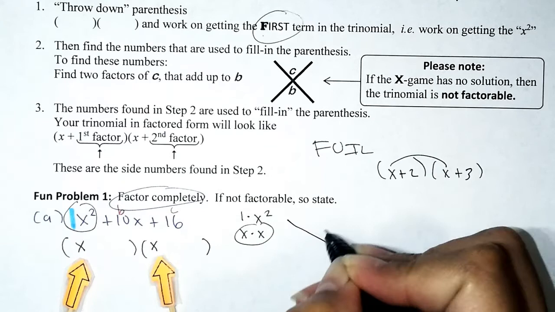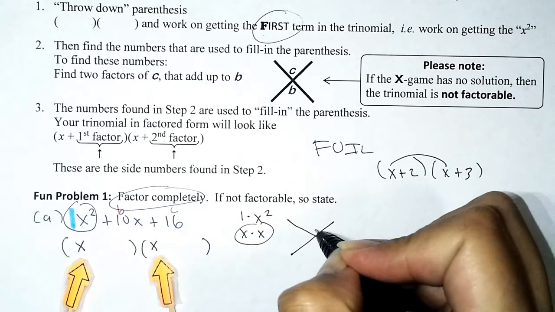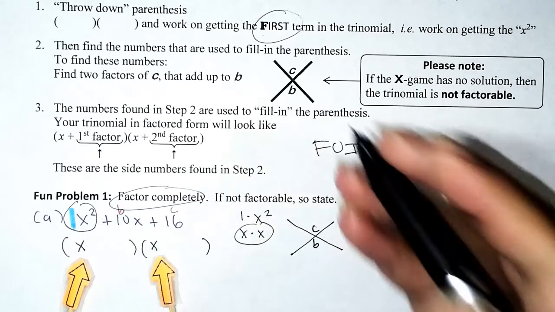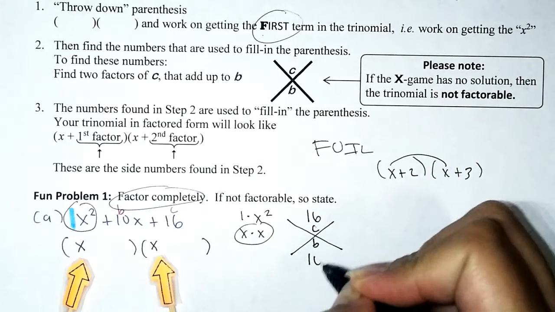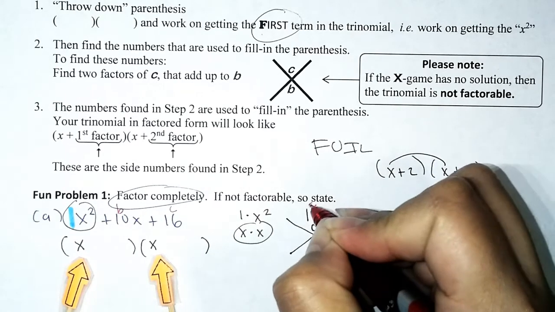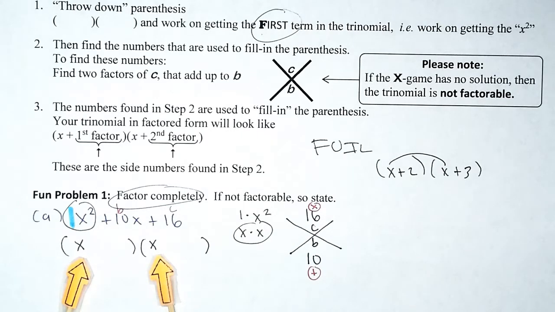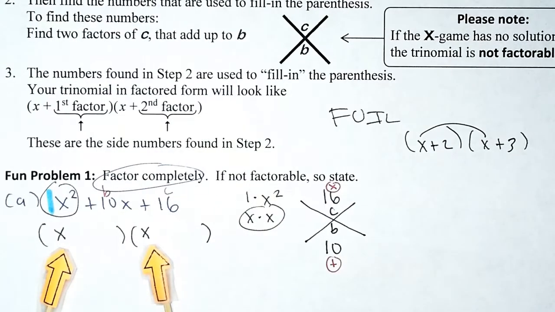Now someone said, do we need to write the X game? No. If you can spit out the answer, go for it. I'm going to set up the X game. We want factors of c that add up to b. So factors of 16 that add up to 10. If you need to remind yourself what the operations are, the sides should multiply to the top and the sides should add up to the bottom. So factors of 16 that add up to 10. I'm like, 4 times 4? No. Okay, this is a slow process.